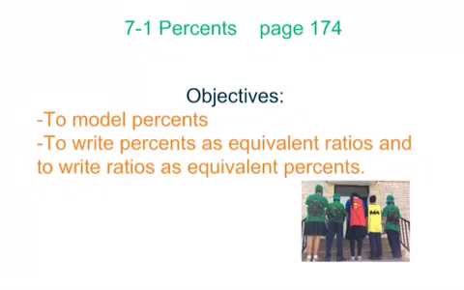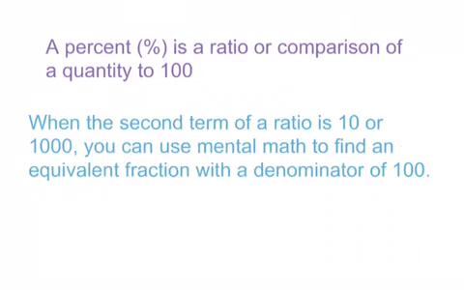Today we're going over 7-4 percents, which was on page 174 in the Green Book. The two objectives here are to model percents, which we'll do in class, and then to write percents as equivalent ratios and to write ratios as equivalent percents. So a little vice versa there, okay?